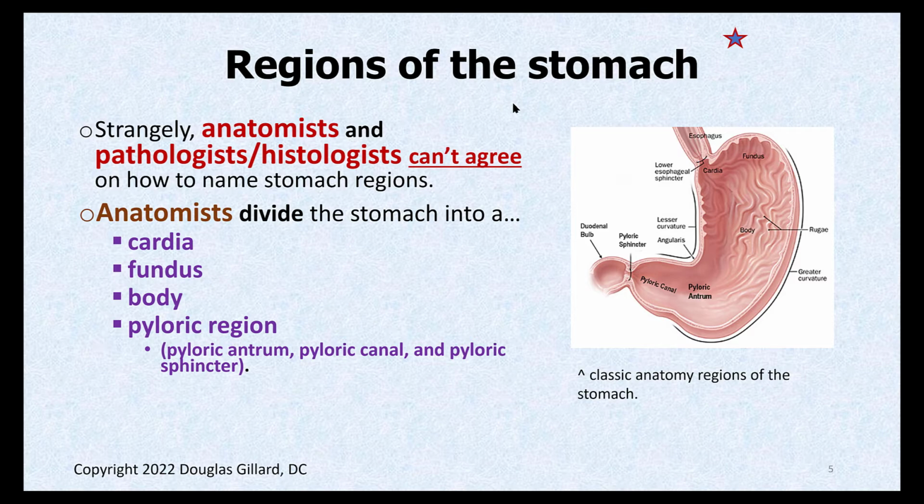The regions of the stomach are a little different in pathology compared to anatomy. In anatomy, remember, there's a cardiac region right here, there's a fundic region, a body, and an antral region or pyloric region, or you could call it the pyloric antrum, and then there's a pyloric canal. There's the powerful true anatomical sphincter called the pyloric sphincter, which lives right there and doesn't let undigested food pass into the duodenal bulb here.